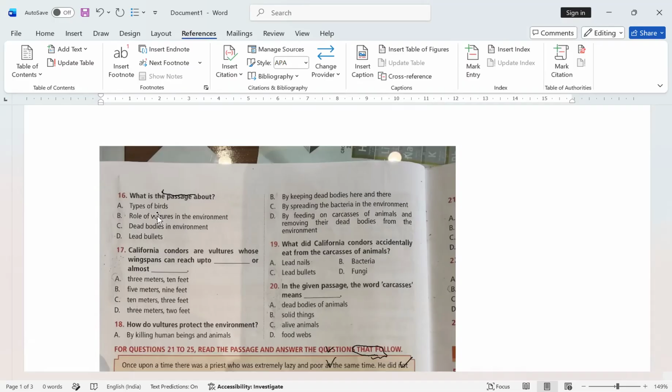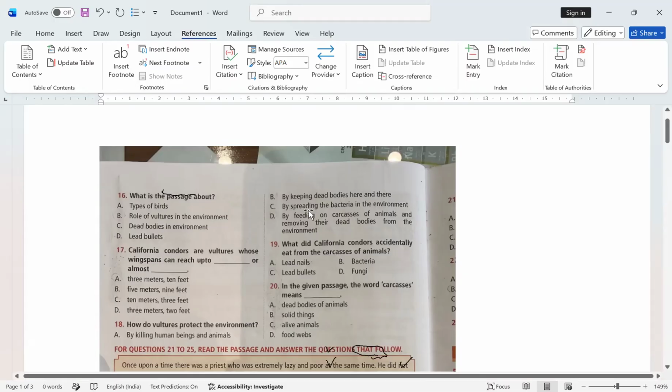Carcasses. Hard C, because A is a vowel. C becomes hard when there is an A after that. Car. Carcasses. Carcasses mean A. Dead bodies of animals. B. Solid things. C. Alive animals. D. Food webs. Okay?